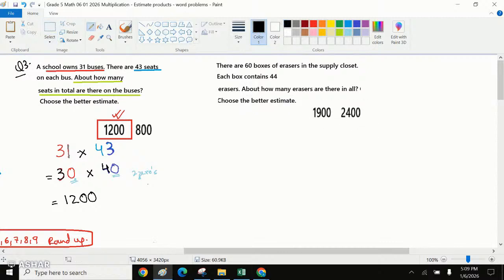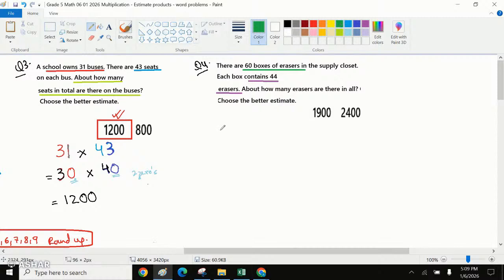And choose the estimate, and the two numbers for the estimation are given as these. Okay. So question number 4 states that there are how many boxes? There are 60 boxes of erasers, right? And each box will have a certain number of erasers. Let's see. Each box contains 44 erasers. So if one box has 44, how many would be there in 60 boxes?